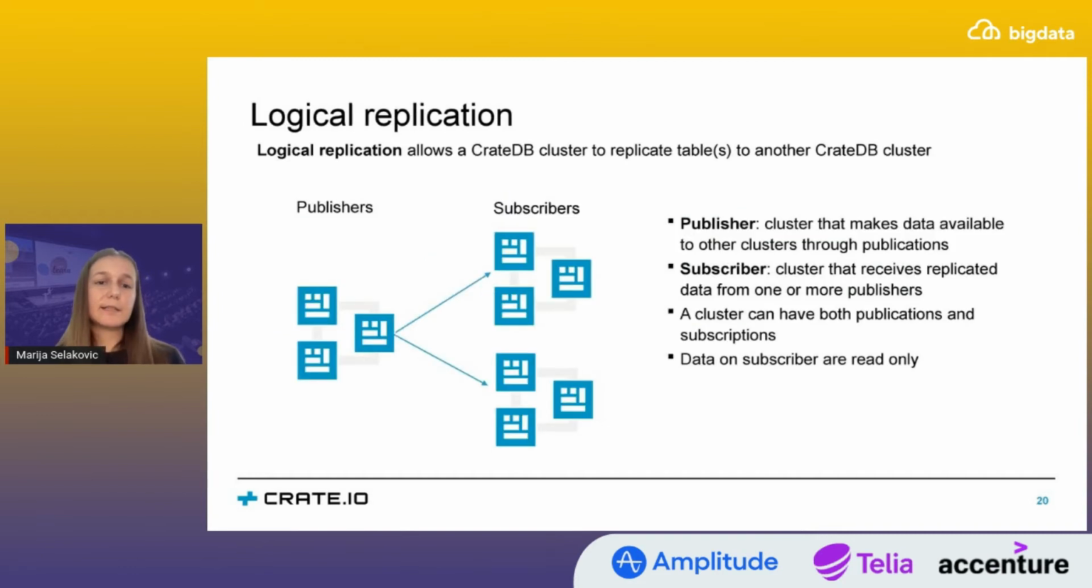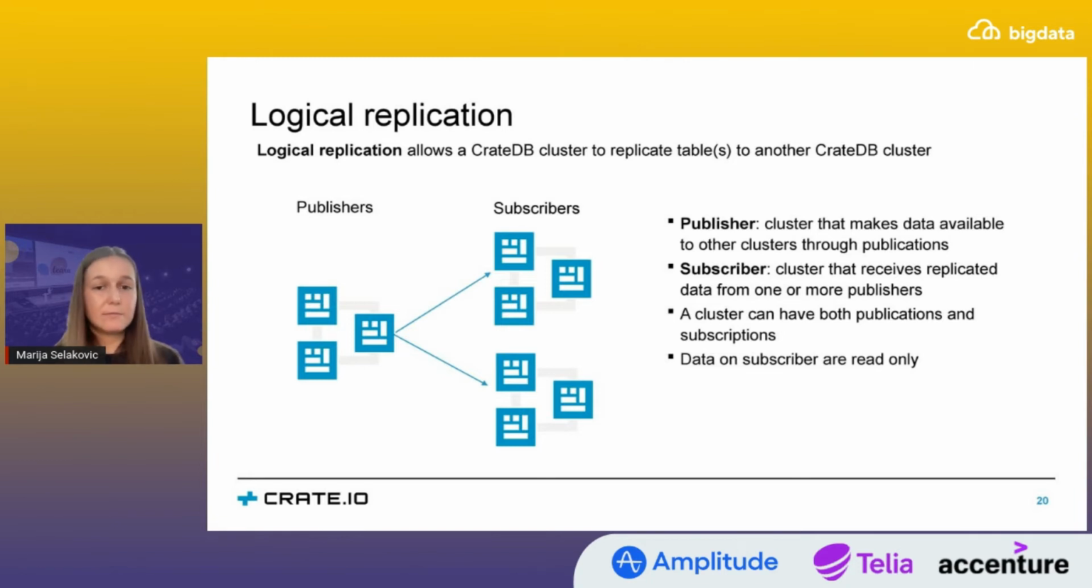Another aspect of CrateDB that enables high availability is called logical replication. We call it rather a feature because this is something that a CrateDB user can actually choose to do. Logical replication allows you to replicate tables from one cluster to another cluster. It follows a publish-subscribe model, where the publisher is a cluster that makes data available to other clusters, and the subscriber is a cluster that receives replicated data from one or more publishers. Not only data are replicated, but also all operations on this data, so that you always have a fresh set of data on the subscriber clusters.